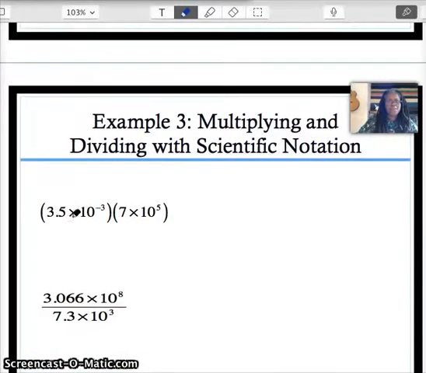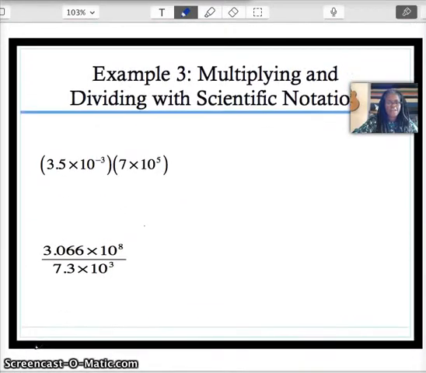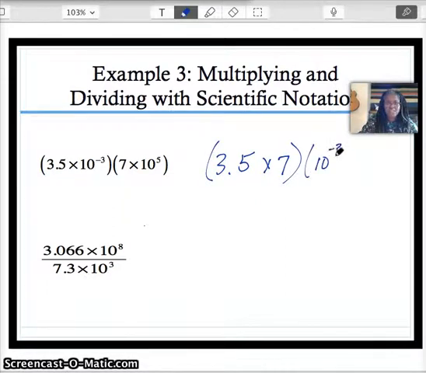Example 3, we're going to multiply and divide with scientific notation. So here's our multiplication problem. My suggestion is that you take the A number, the number that we refer to as the A term, in each of the numbers that you're multiplying. So 3.5 times 7, you're going to do that, and then you're also going to multiply 10 to the negative 3rd times 10 to the 5th.